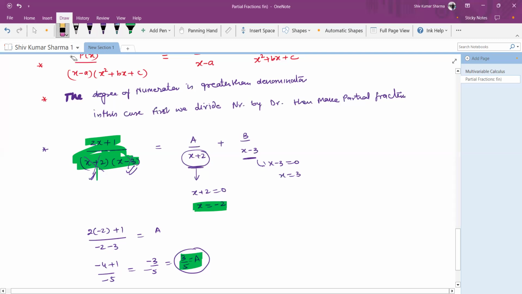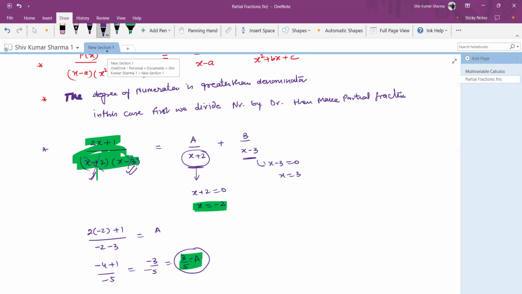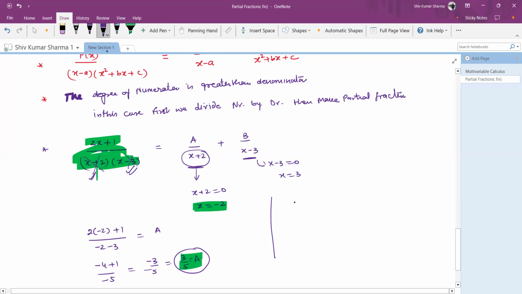So we use this factor for the second one. Then we put x equal to 3. This gives us (2 into 3 plus 1) upon (3 plus 2). So we are calculating b directly. 2 threes are 6, plus 1 is 7. 7 upon 5 equals b. So these are the values, and we have calculated them directly without making the equation.